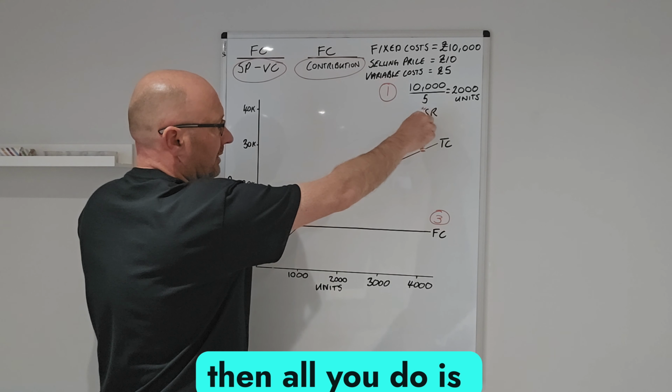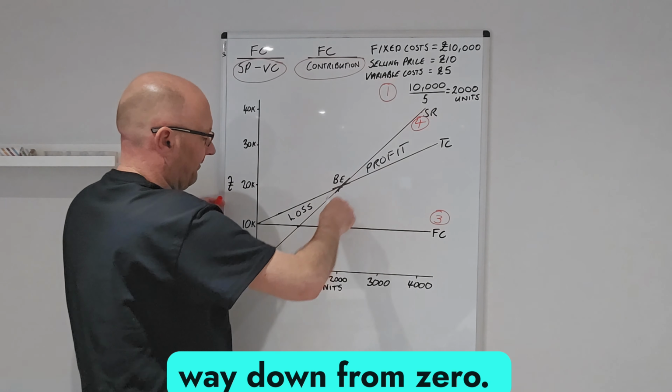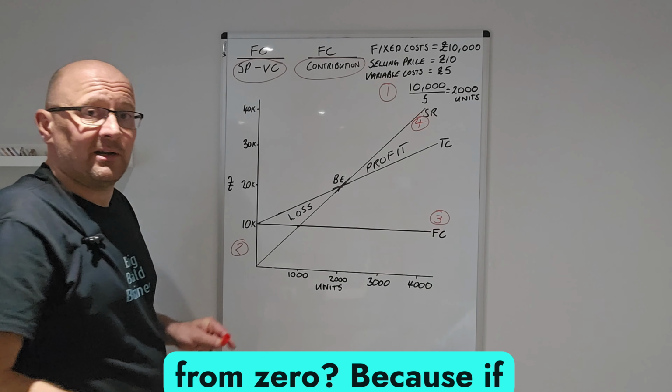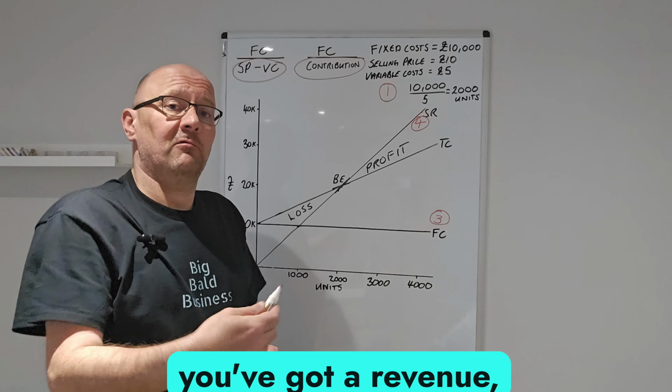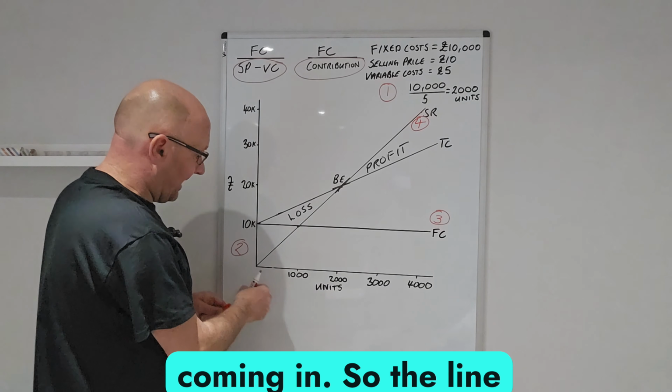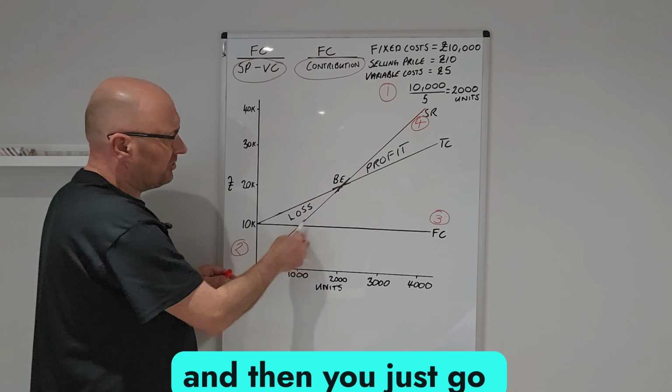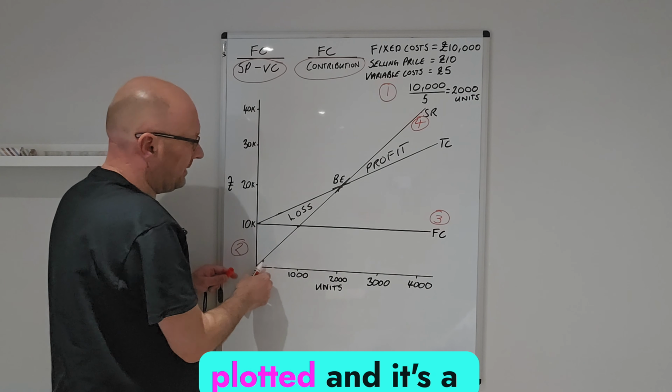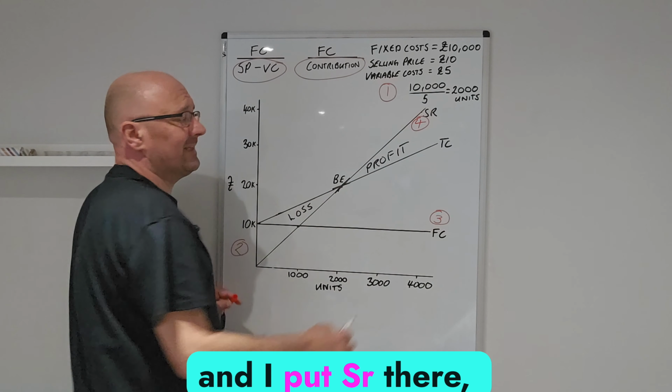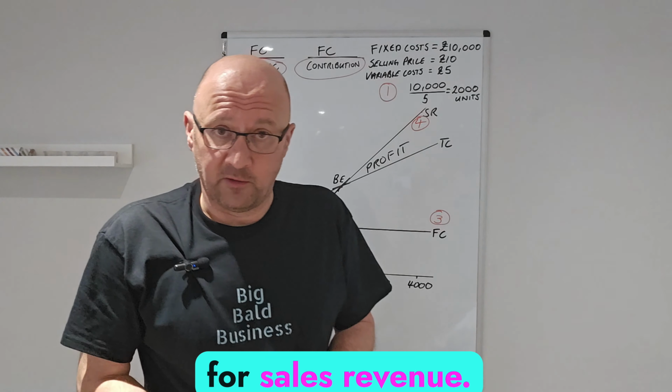And then all you do is draw a line all the way down from 0. Why does it come from 0? Because if you sell nothing, you've got no revenue, you've got no money coming in. So the line has to start here. And then you just go through the couple of dots you've plotted and it's a straight line. And I put SR there, which stands for sales revenue.